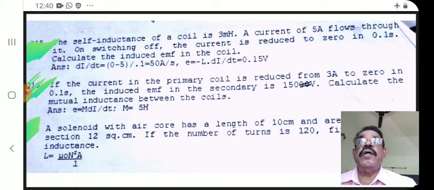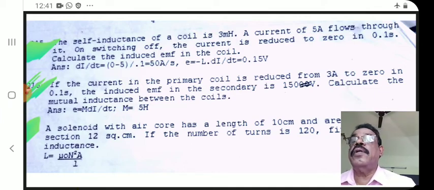A solenoid has inductance 3 mH, millihenry; you have to convert into henry. Current is 5 ampere and we have to find the induced EMF. When it is switched off, the current becomes zero within 0.1 second.